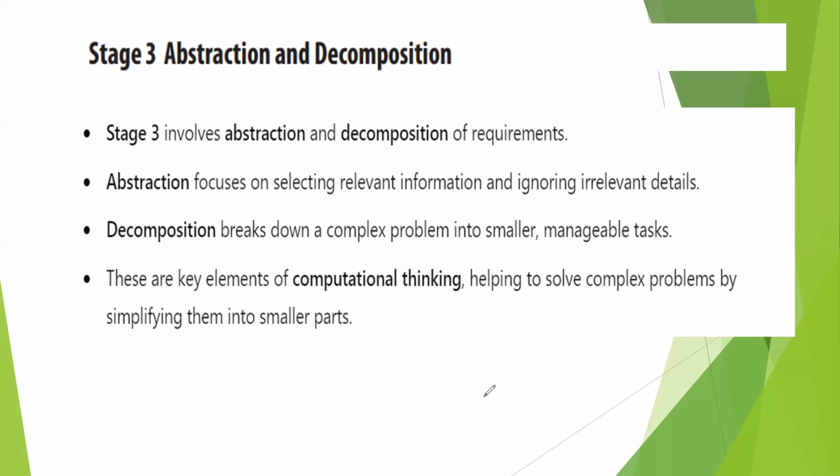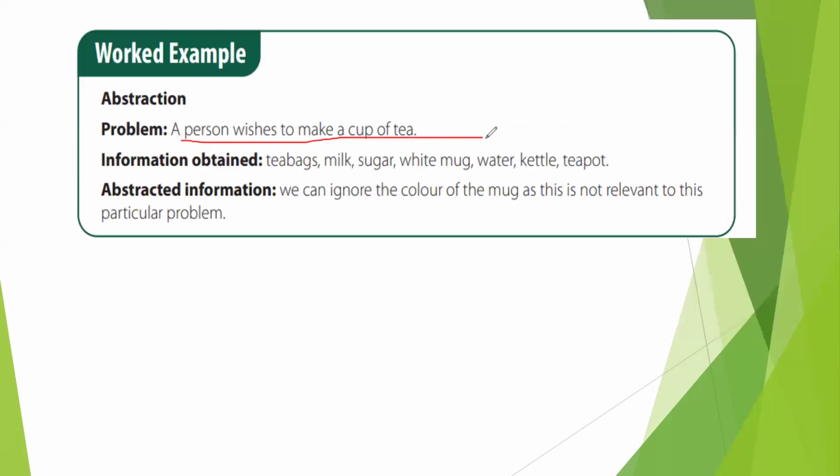Now see one example. Problem: a person wishes to make a cup of tea. Information obtained: tea bags, milk, sugar, white mug, water, kettle, teapot. The abstracted information is that we can ignore the color of the mug as this is not relevant to this particular problem. Okay, got the problem?